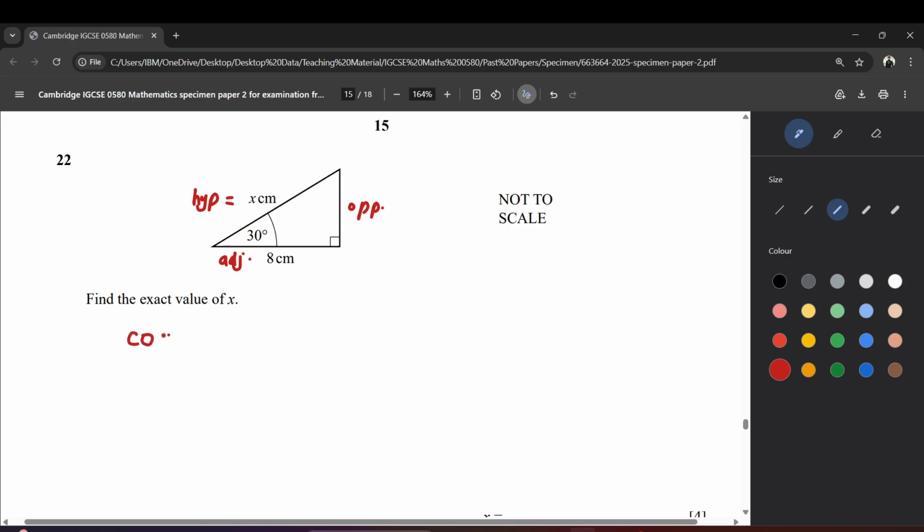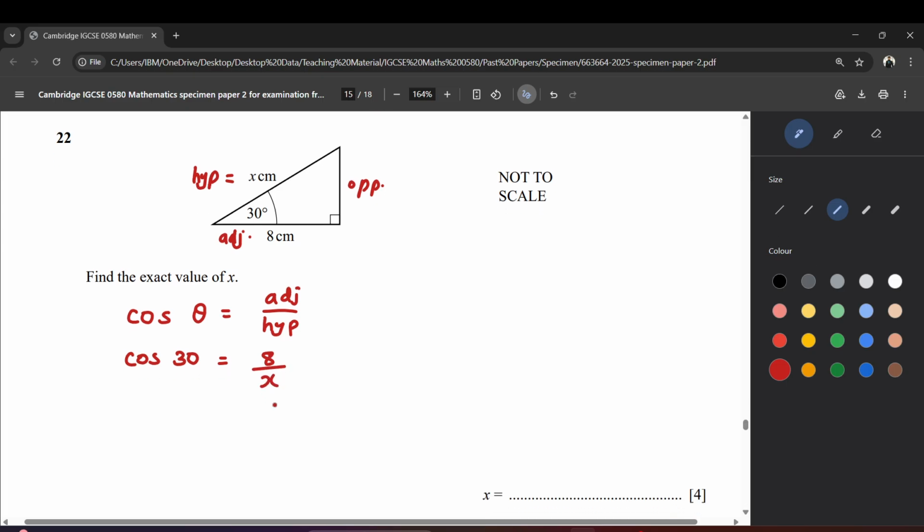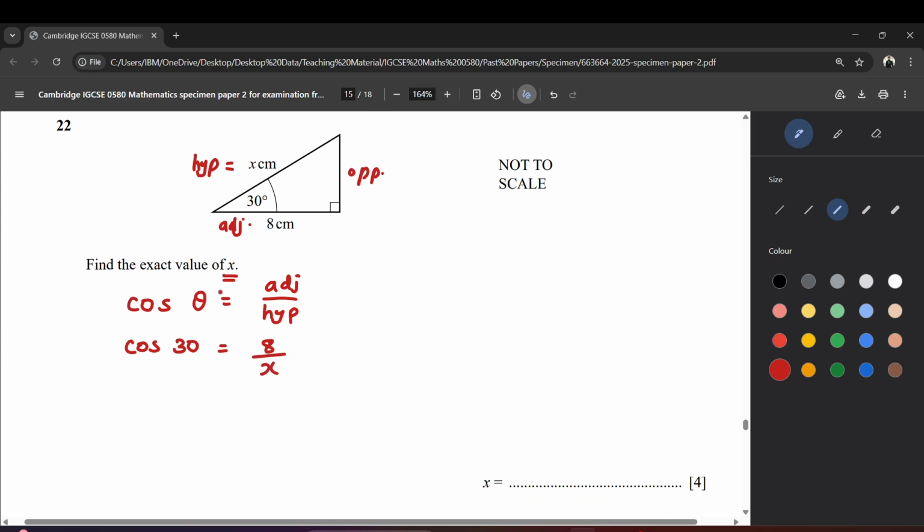So we know that cos theta is equal to adjacent upon hypotenuse. So in this case, this would be cos 30 is equal to adjacent is 8 and hypotenuse is x. Now you need to find the exact value of what x is. Now, before that, you need to find out what is cos 30. Now, this is something that you have to recall. Okay, the exact trig ratios are something that you're supposed to recall, and this is the new part, the new addition in your syllabus.